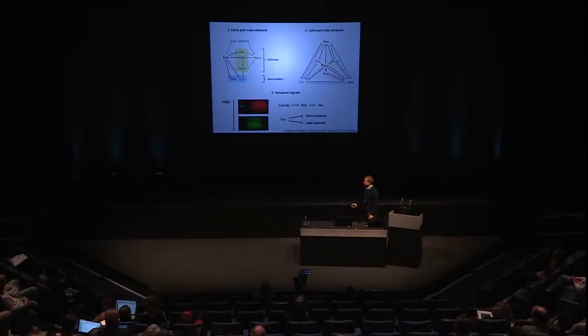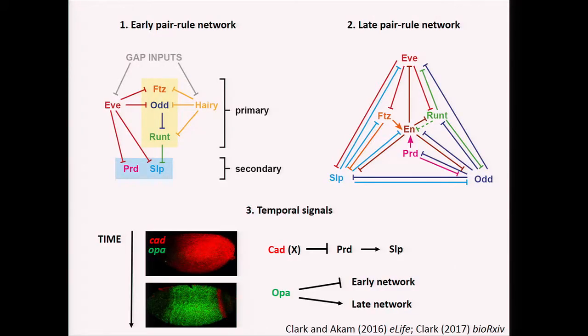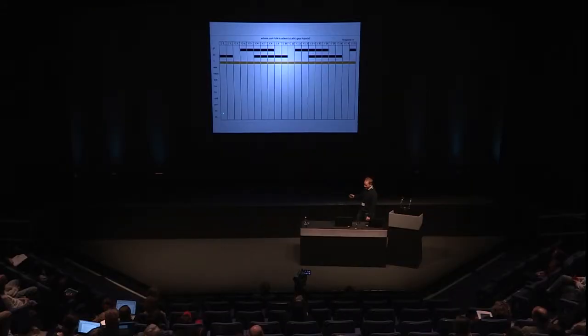The missing ingredient are those temporal signals. So we've got Caudal present early, and it's acting to keep off the secondary pair-rule genes and basically allowing the primary pair-rule genes to get themselves organized before paired and sloppy-paired turn on. We then have odd-paired coming on late and mediating this transition from the early network to the late network. And for simplicity, poor old Dichaete isn't in this model. But everything's coded up now into a Boolean network.